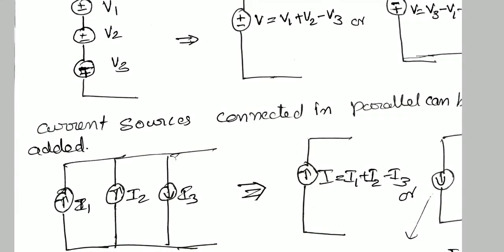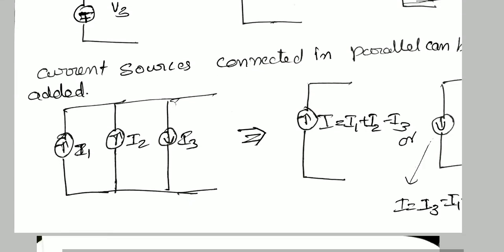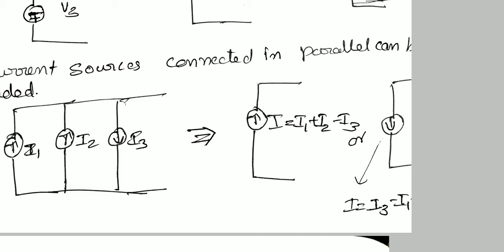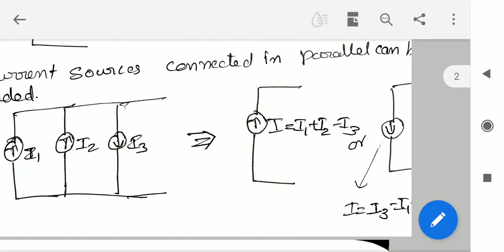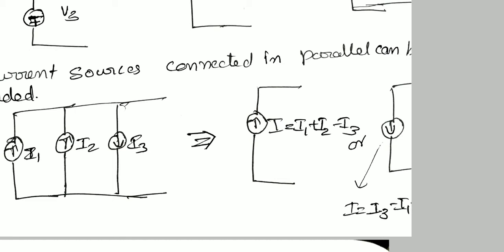Similarly, current sources which are connected in parallel can be added. In the given example, three current sources I1, I2 and I3 are connected in parallel. The total current I is given by I1 plus I2 minus I3. Here the polarity is indicated by an arrow mark pointing upward. I1 and I2 have the same polarity, but I3 has a polarity opposite to I1 and I2. So the total current is I1 plus I2 minus I3.